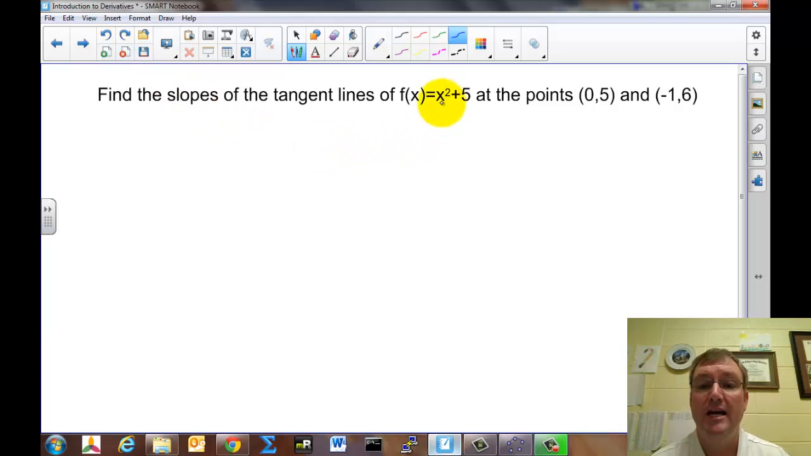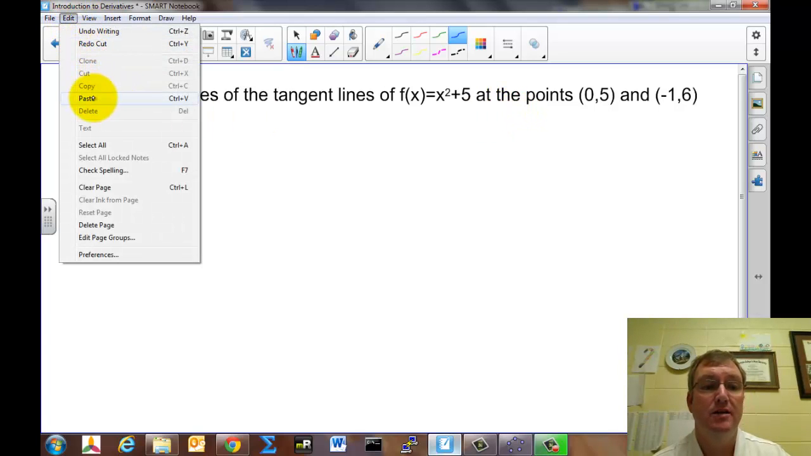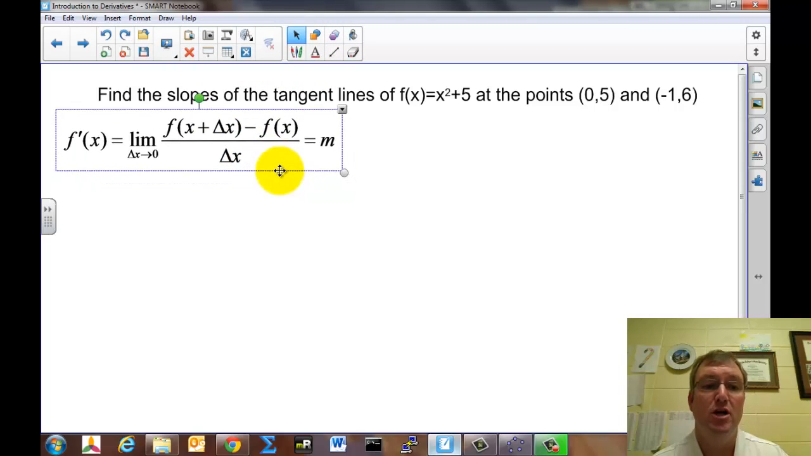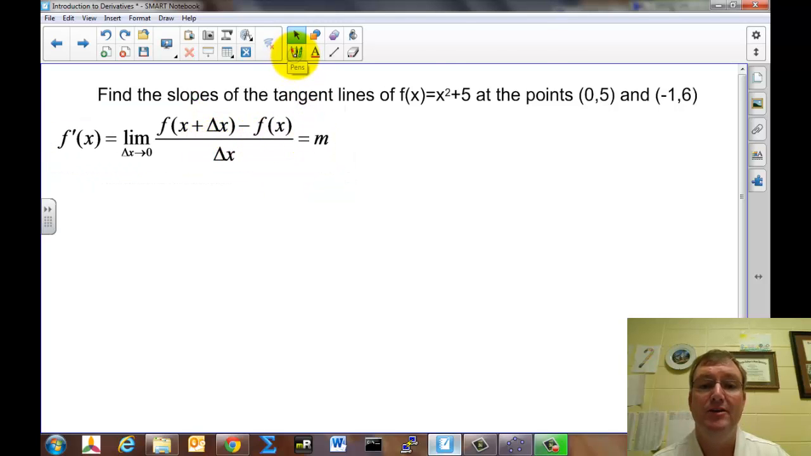Well, what if we've got a quadratic function, x squared plus 5? We don't expect to get the same thing out, but we are going to go through the same process. Now, as you work through these problems, you'll probably find shortcuts that you can take. I do not want you to take any shortcuts at this time. I want you to go through and do this by the definition.